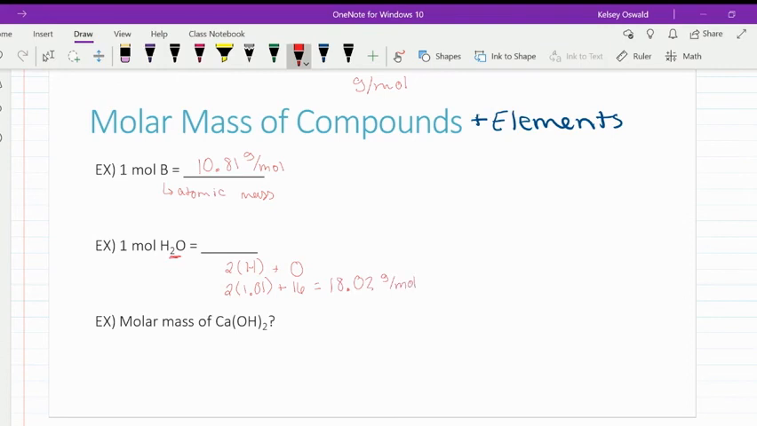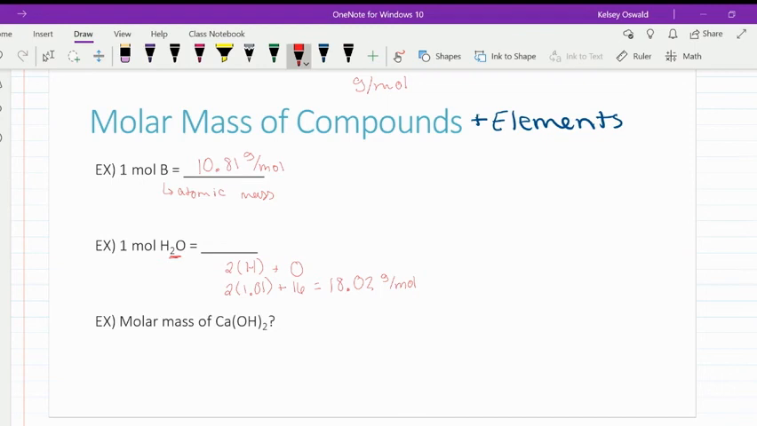mole. Okay? So we can see that 6.022 times 10 to the 23rd particles of water, of H2O, is going to weigh more or have a greater mass than 1 mole of boron. Okay? Because those particles are more massive, they're bigger.